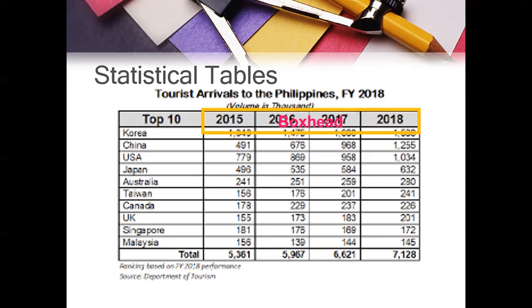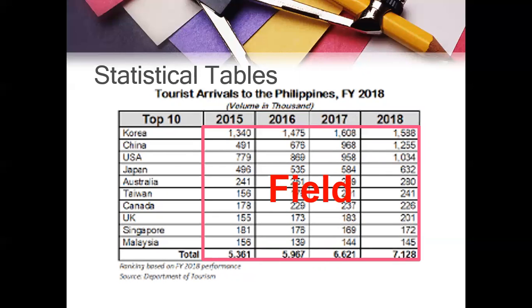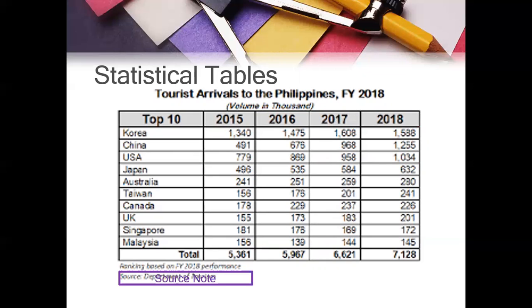The box head are the years. This is the field. This is the footnote. And this is the source note. Department of Tourism.